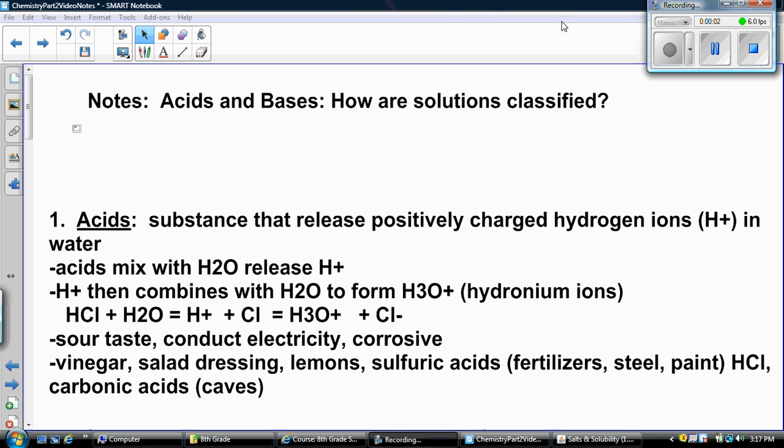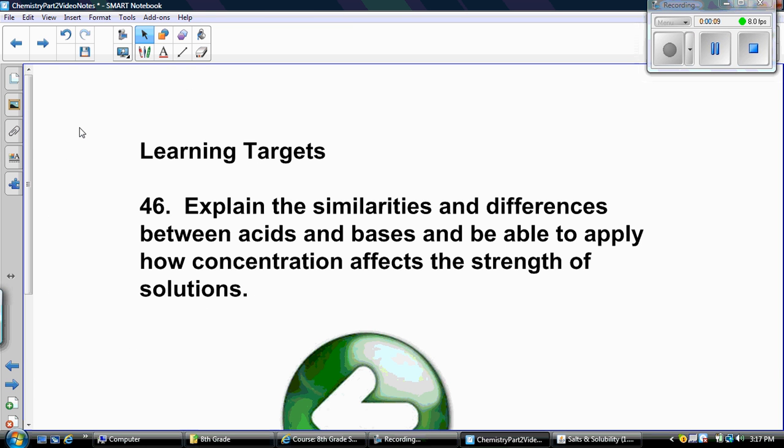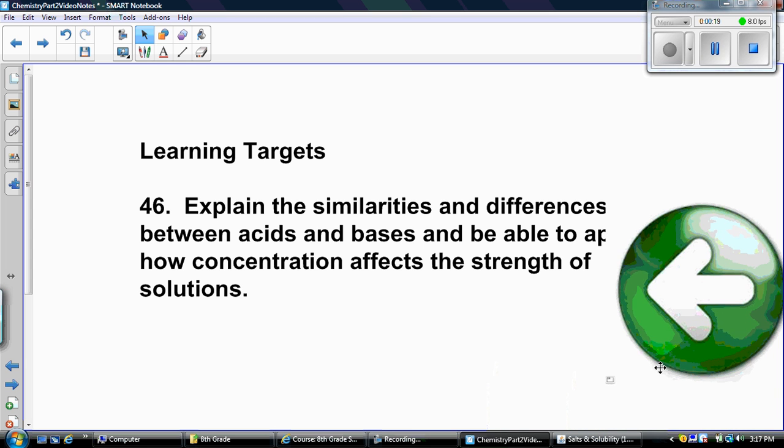Okay, so now we're going to start talking about how solutions are classified, and that's going to deal with acids and bases. So you should be able to explain the similarities and differences between acids and bases and be able to apply how concentration affects the strength of those solutions.